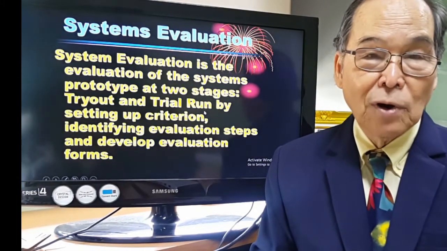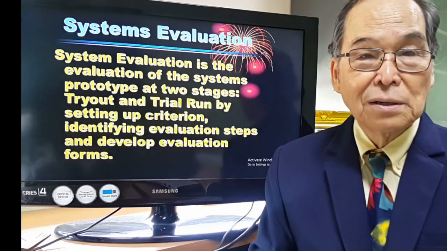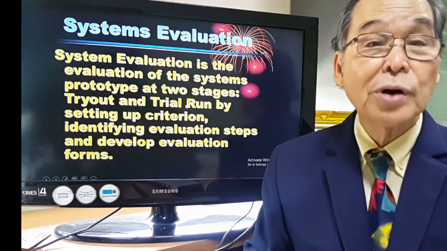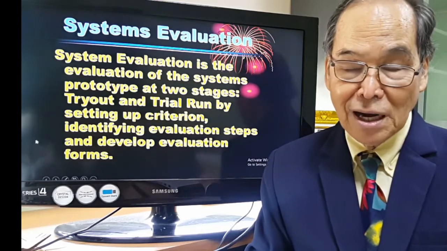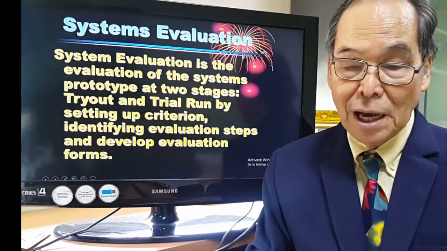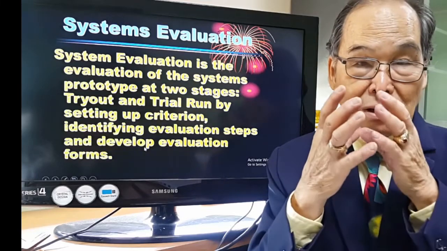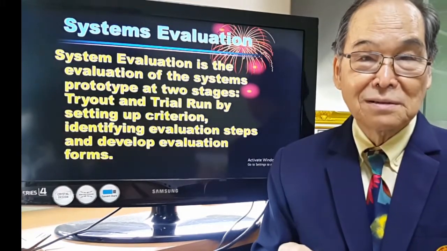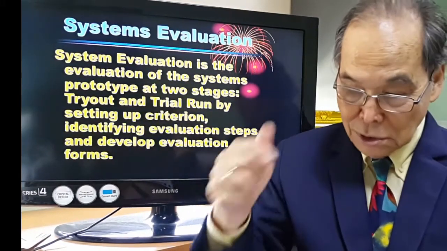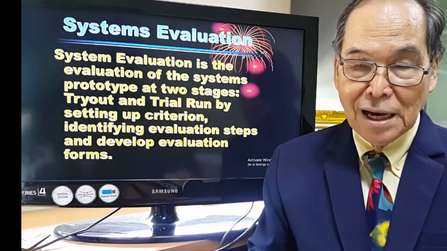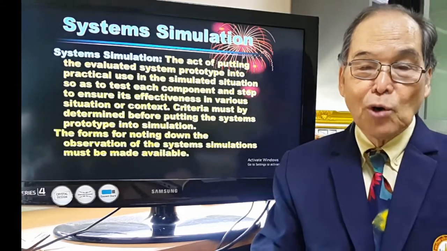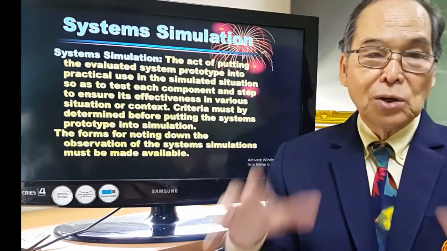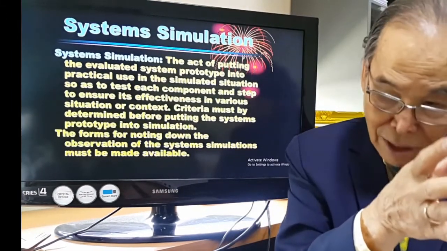You put it to teach for one semester, in a classroom in the real situation, by setting up a criterion, identifying evaluation steps, and also you must develop some forms for the user to use it. And the last one, system simulation. To simulate means to make it as a real thing.